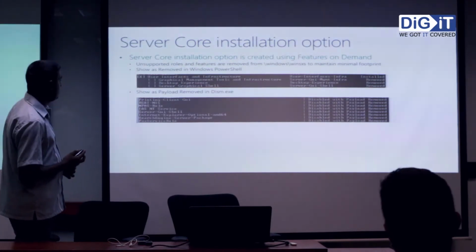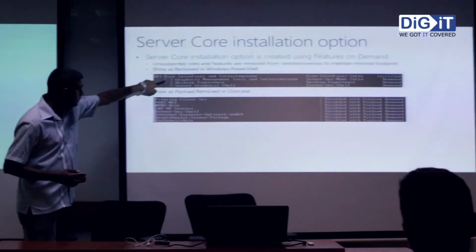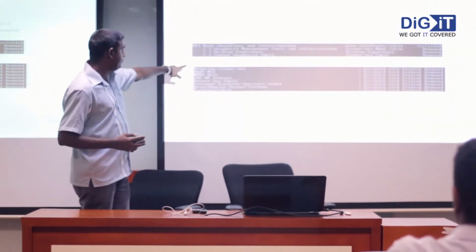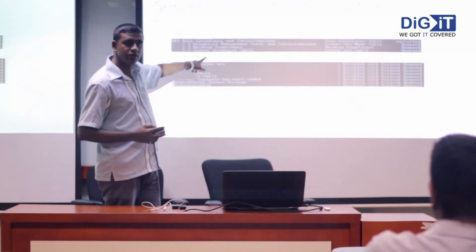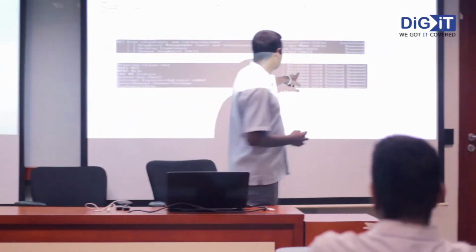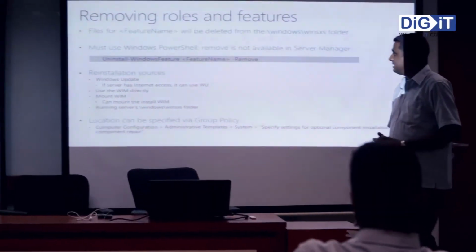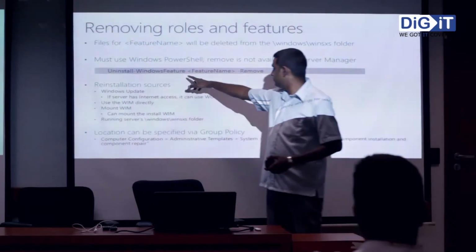As I mentioned, you can see what the installed features are from here, and if we run any commandlet to uninstall a Windows feature with the remove option, you will see this remark, disabled with payload removed. So this is the syntax when you use that commandlet, Uninstall-WindowsFeature with the name.